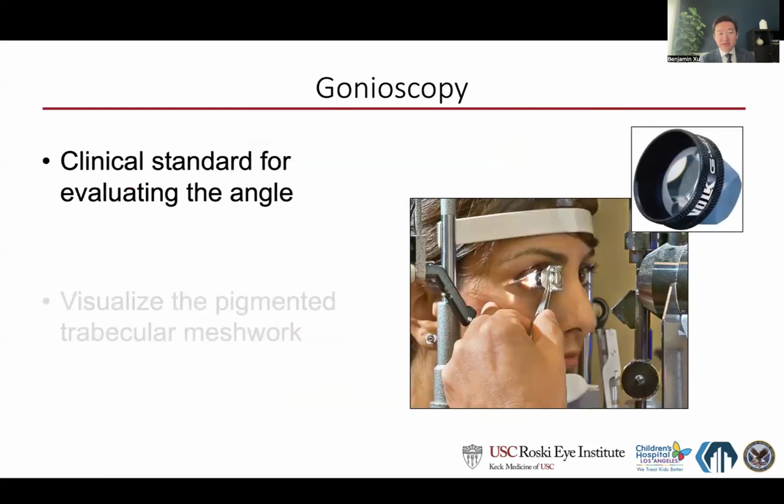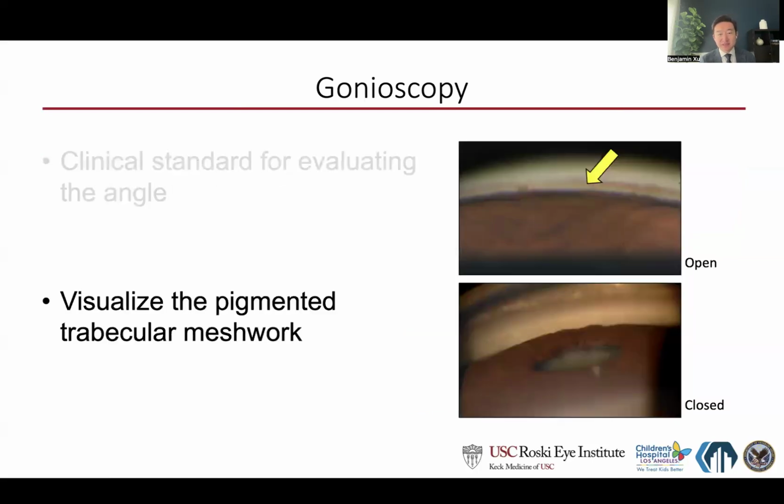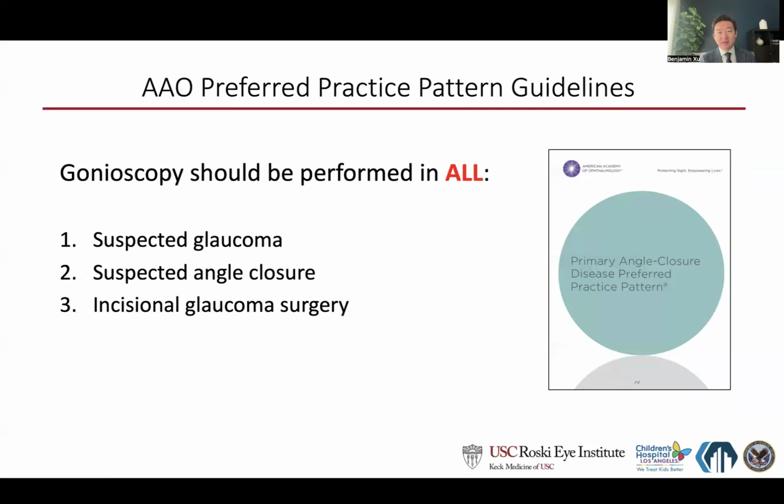Gonioscopy remains the current clinical standard for evaluating the angle to detect at-risk patients. The key anatomical structure to visualize on gonioscopy is the pigmented trabecular meshwork. When this structure can't be visualized, patients are told that they have angle closure and may be at risk for PACG. The importance of gonioscopy is emphasized by the preferred practice pattern guidelines by the American Academy of Ophthalmology.